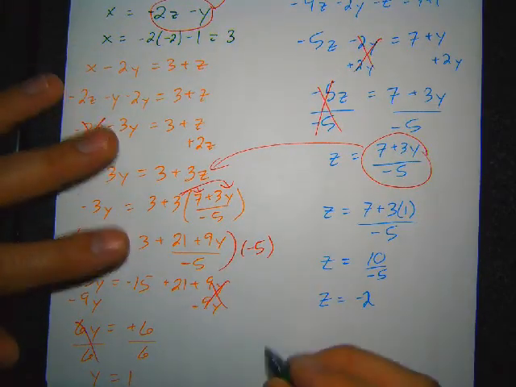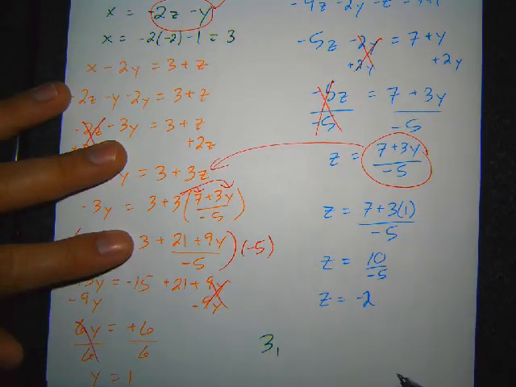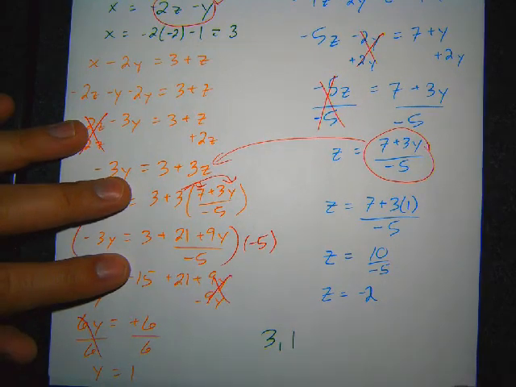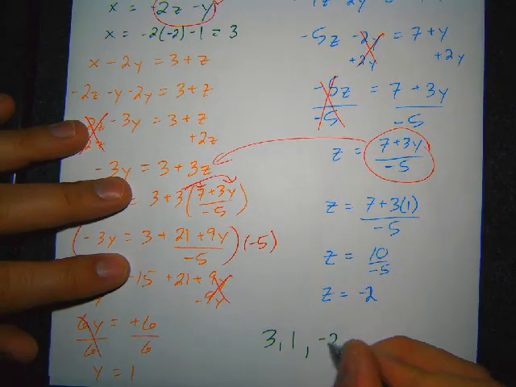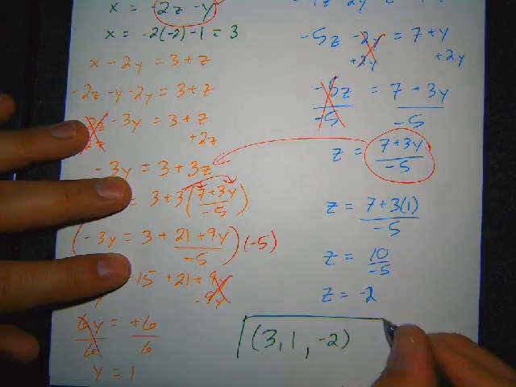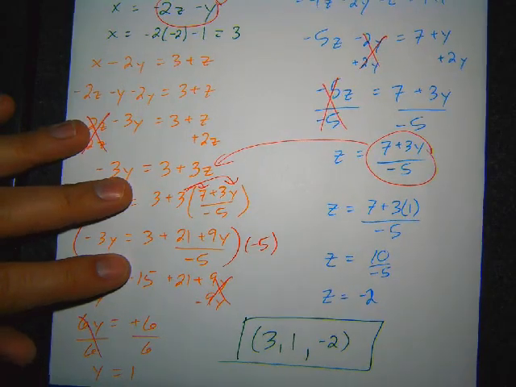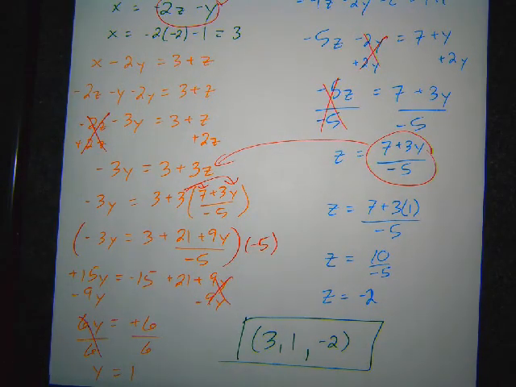So we put the x first, so 3 is the x. y goes second, so 1 is the second number, and z goes last, so negative 2 is the last number. And that's your answer. That's your ordered triple. It's got x, y, and z.